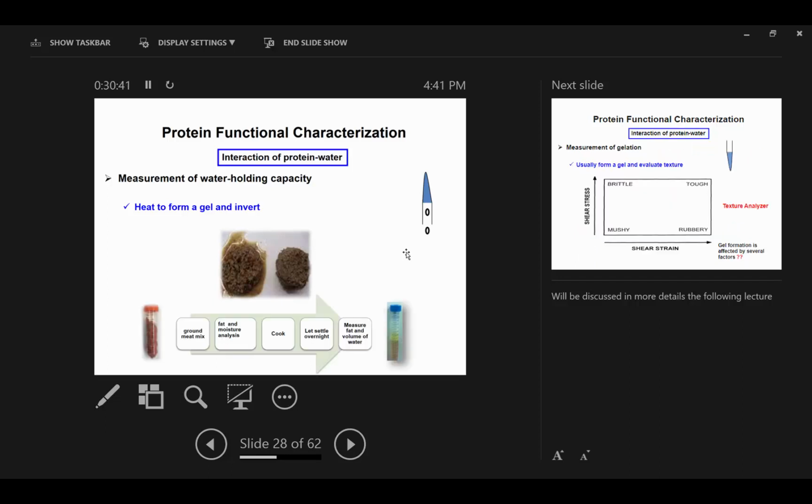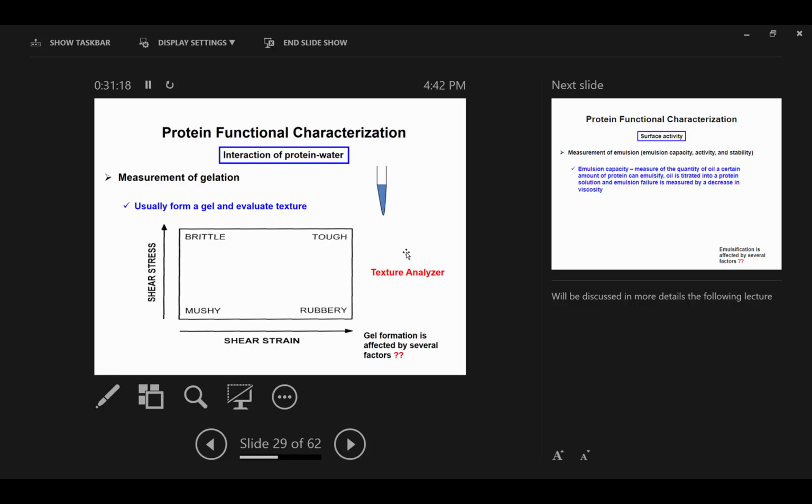And this is how you would do it in a lab to determine in a real system how much water or fat you lose. You get, let's say, the ground meat, you measure the fat and moisture of the ground meat, you cook it, let it sit overnight, and then you measure the water and fat phase separated. So you did that on a lab scale, in a lab experiment, and then you did that in a real application. But you're not going to do beef patties in the lab.